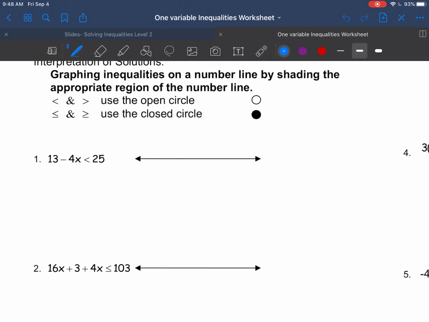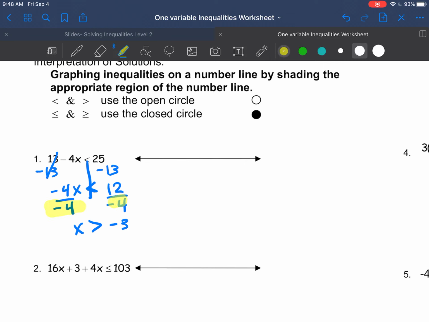All right, for number 1, to isolate the x, we need to subtract 13 because it's positive, leaving us with negative 4x. And then 25 minus 13 is 12. Remember to keep track of your inequality. We are dividing by a negative 4, and so that flips our inequality. 12 divided by negative 4 is negative 3. Divide by this negative, flip your inequality.